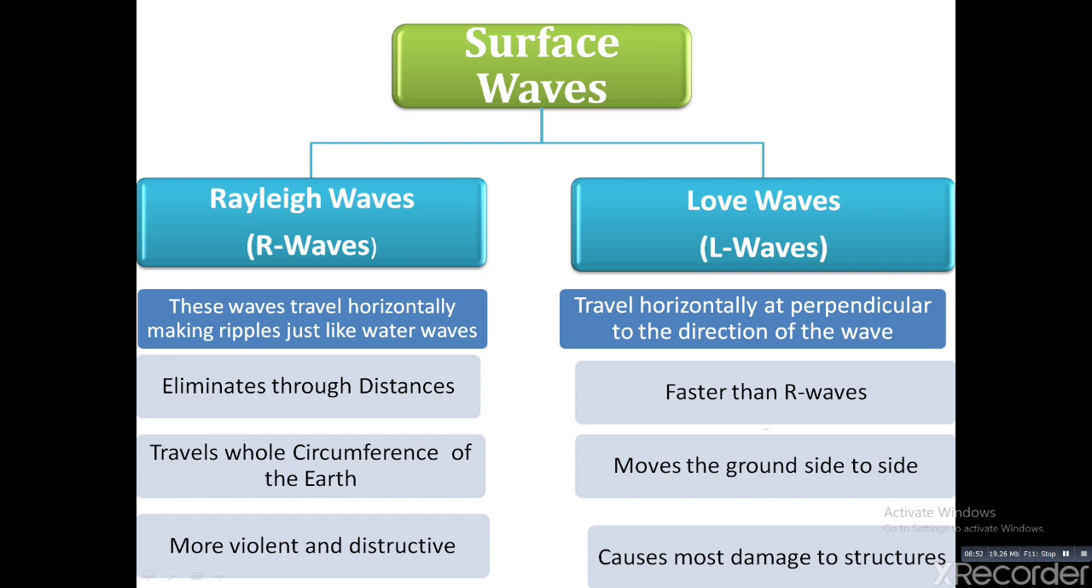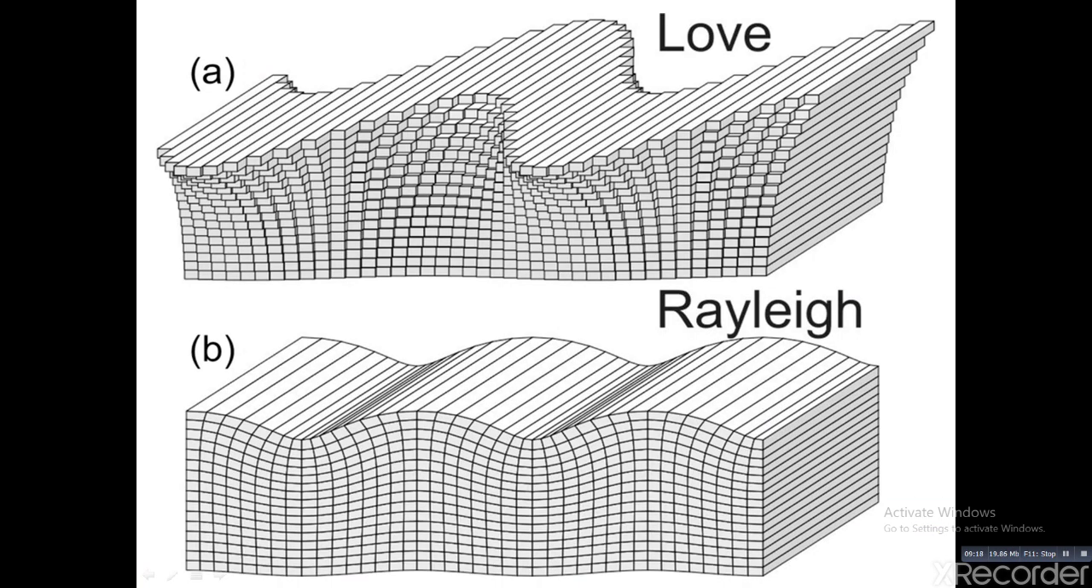L waves. These waves travel horizontally, perpendicular to the direction of the wave. These waves are faster than the R waves. See in the next diagram. This is the propagation of the surface waves, R waves and L waves. Dear student, these are the main characteristics of the seismic waves.